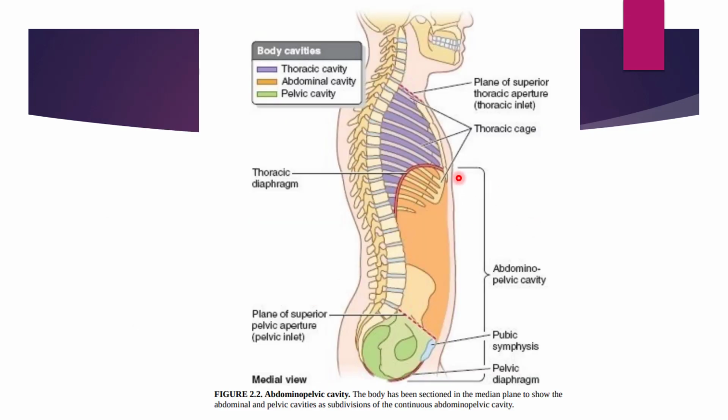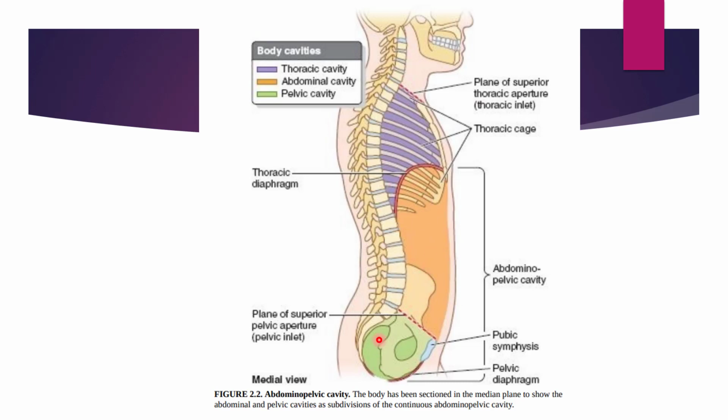Again, there is another diagram in which the boundaries or the limit of the abdomen is shown. Above, it is bounded by the thoracic diaphragm, and below there will be the pelvic inlet. See here, this is the pelvic inlet, which is the plane of the superior pelvic aperture. Between these two boundaries, the cavity is named the abdominopelvic cavity or abdomen.